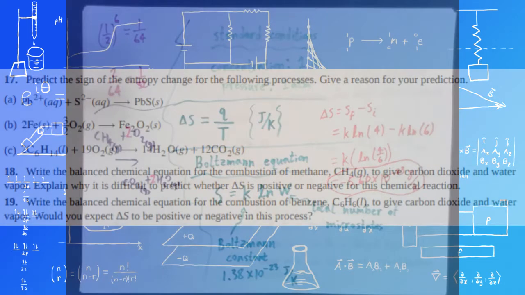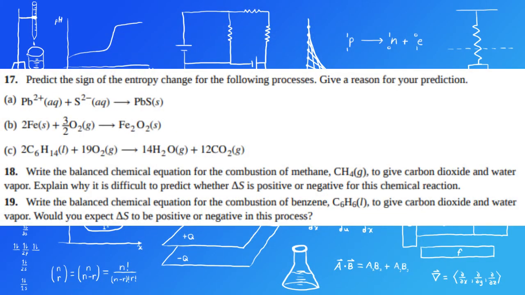Okay, that wasn't too bad. Number 19, write the balanced chemical equation for the combustion of benzene to give carbon dioxide and water vapor. What do you expect delta S to be, positive or negative, in this process? We've seen how this works, so I'll leave that one to you. I think between part C of 17 and problem 18, you've seen everything you need to see in order to figure that out on your own.